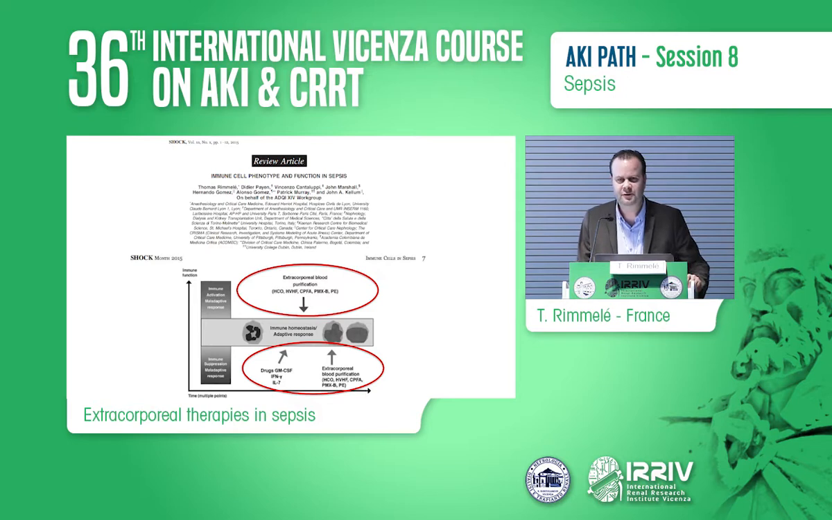Well, we can do it thanks to different strategies. We can give some molecules, like some immunostimulants. Some molecules are under investigation at this time: IL-7, interferon gamma, GM-CSF. So this is a possibility. And the other possibility is to give to our patient some of these techniques called extracorporeal blood perfusion therapies, which are also at this time under investigation.